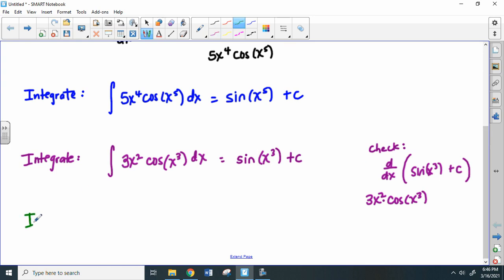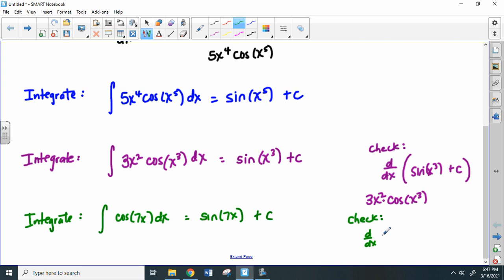What if I ask you to integrate cosine of 7x dx? Well, I'm thinking the integral of cosine is sine, so maybe it just goes right back to sine of 7x plus c, of course. Then we need to check ourselves. So I'm going to take the derivative of sine of 7x.